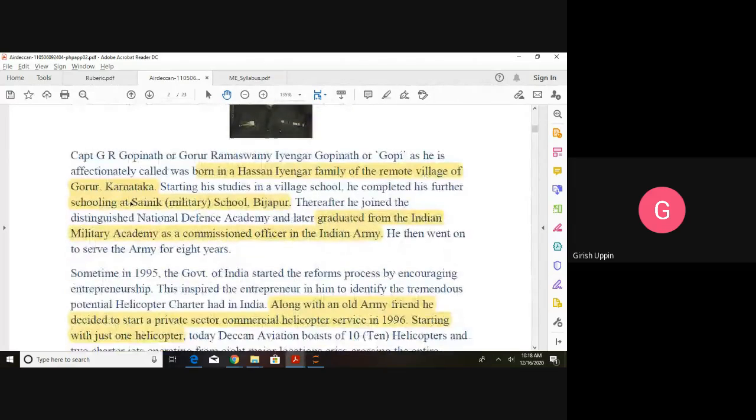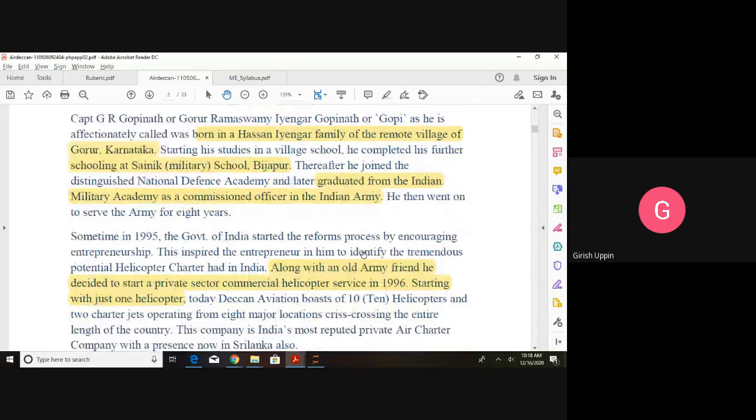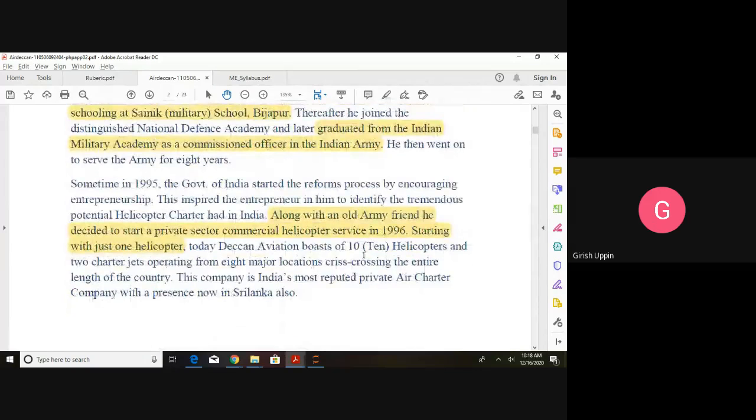So he was born in Hassan, in a remote village of Gorur. That is what the G stands for, Gorur, Karnataka. Initially, he studied in Sainik School in Bijapur, and then he joined the NDA, and he graduated from the Indian Military Academy as a commissioned officer in the Indian Army. Then he served in the army for about 8 years.